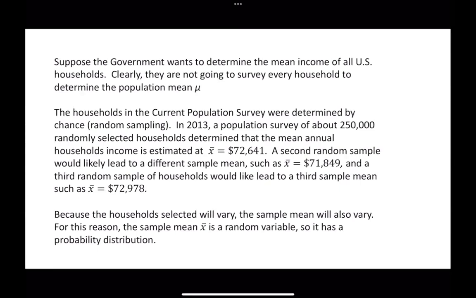Because every one of our samples is different, the means are all going to be different. So that means our sample mean is going to be a random variable because all of those means are going to be different.